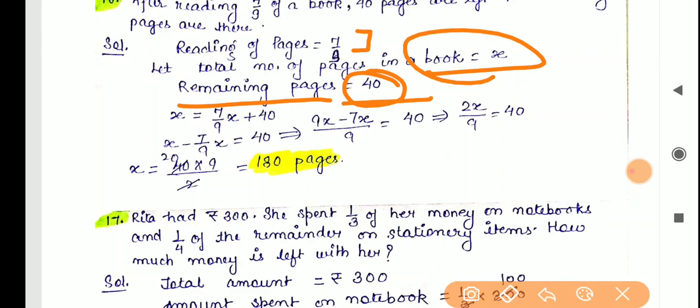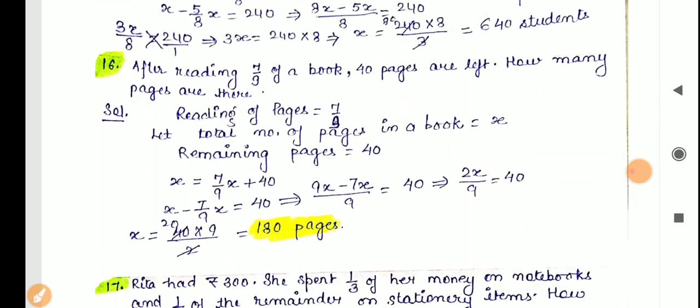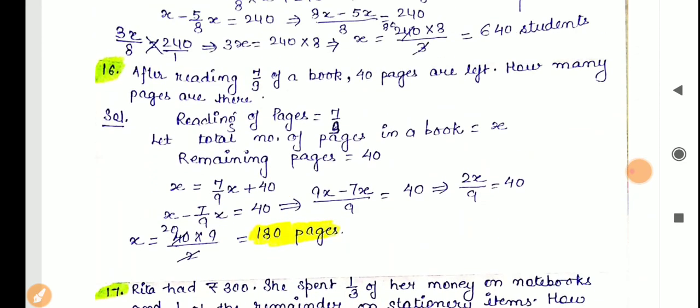Okay, then by taking the LCM, 9x minus 7x by 9 is equal to 40. So 2x by 9 is equal to 40, and by cross multiplying it, we can take out x is equal to 40 multiplied by 9 divided by 2. So 40 by 2 goes 20 times, and 20 multiplied by 9 is 180 pages. So the total pages in the book were 180 pages.